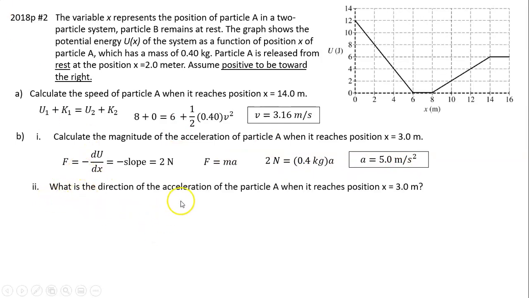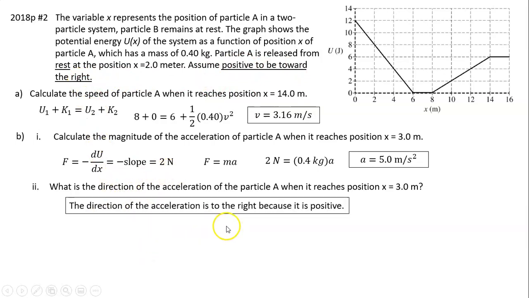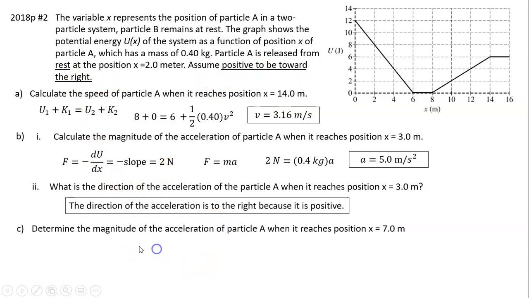Part B2. What is the direction of the acceleration of particle A when it reaches position x equals 3 meters? Acceleration is positive. What's positive? Positive is toward the right. So the acceleration has to be going to the right. Part C. Determine the magnitude of acceleration of particle A when it reaches position x equals 7. Look at x equals 7, slope equals 0. So there is no force. If there is no force, there is no acceleration. Acceleration is just 0.